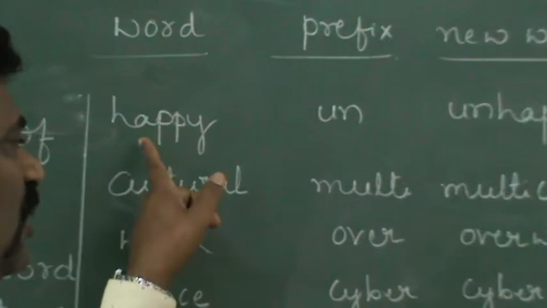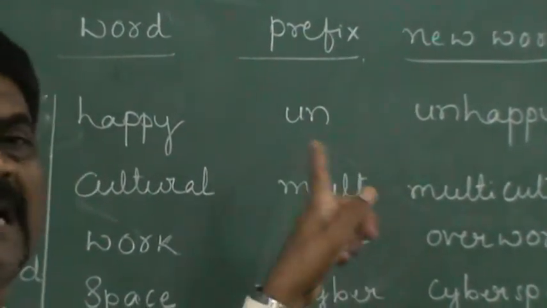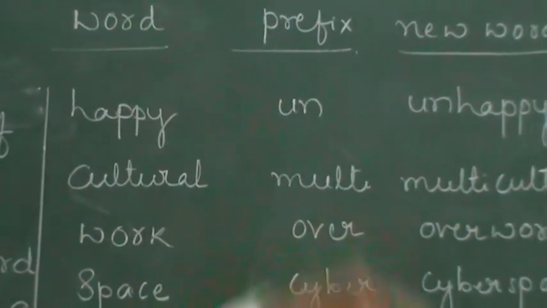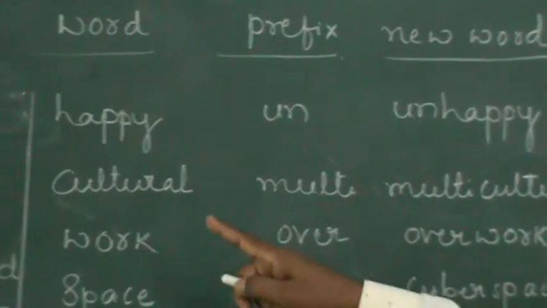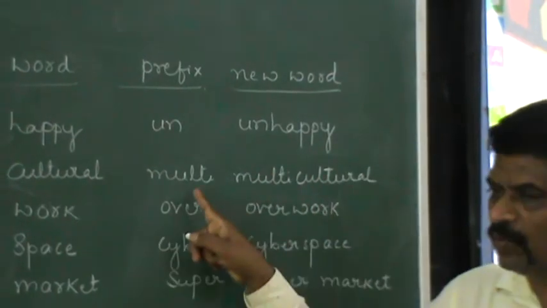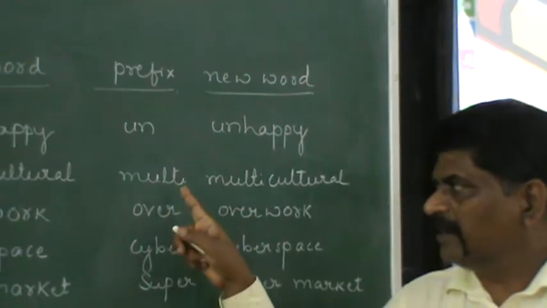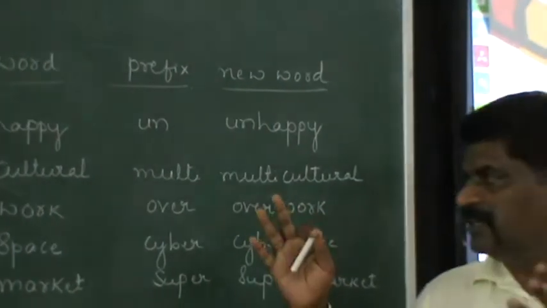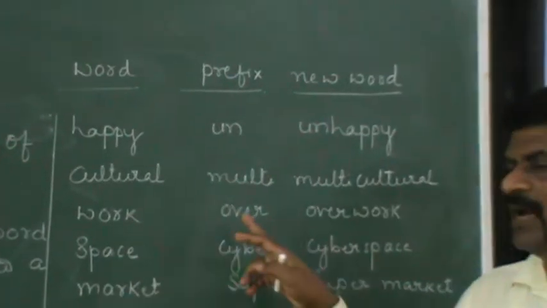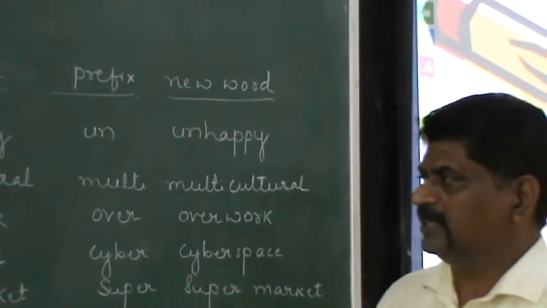So, to happy, what prefix is added here? Un is added, that's why happy is changed into unhappy. Likewise, coming to the next word, cultural is changed into multicultural by adding the word multi. Multi means many. So, multicultural means many cultures, a mixture of so many cultures. Coming to the next one, work is added with over, it will become overwork, too much work.